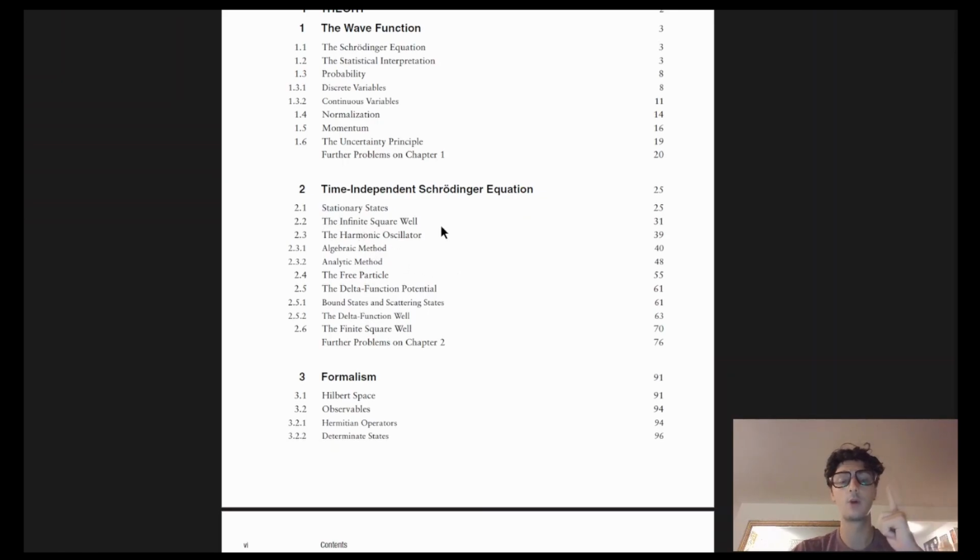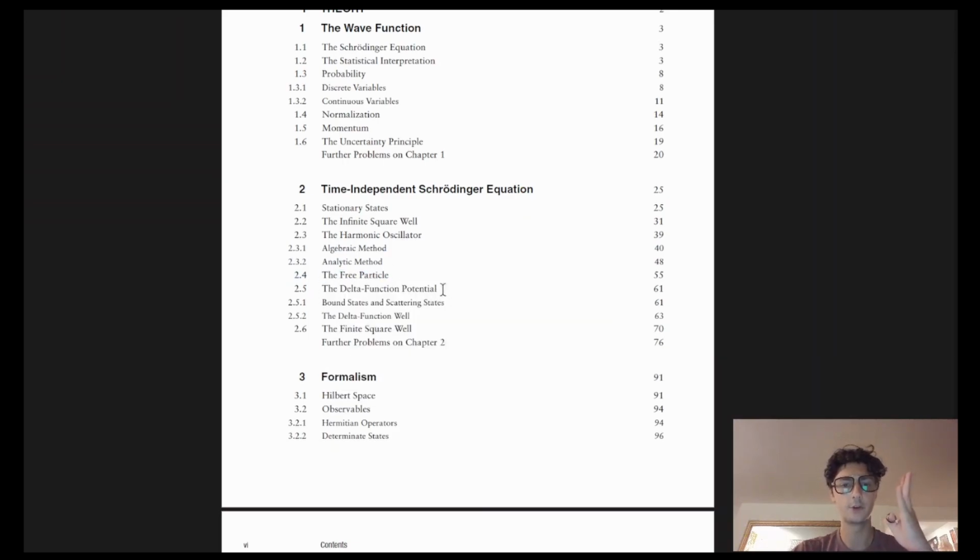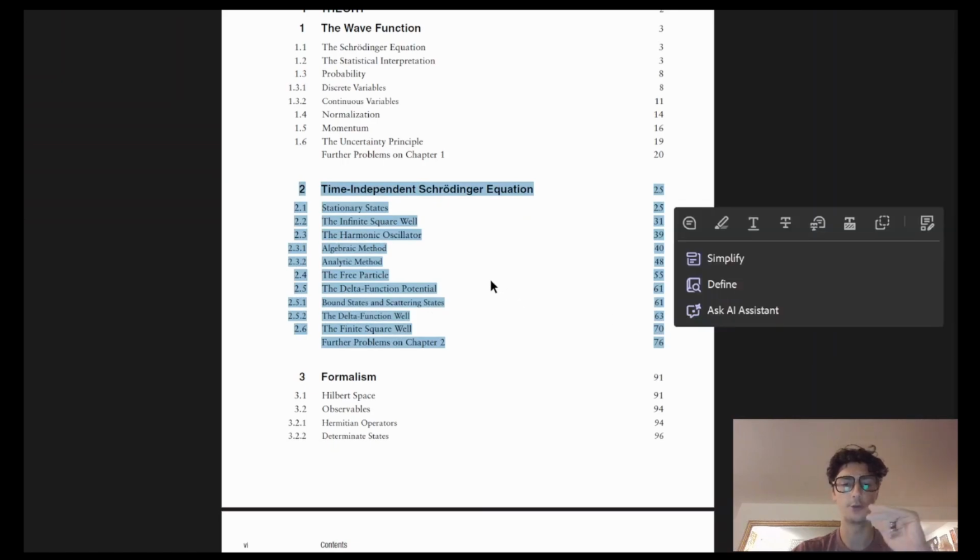So the infinite square well is one type of potential that you solve the Schrödinger equation with. The second one is the harmonic oscillator. It's pretty complicated, so they give you two methods of doing it. The third one is the free particle. Then you do it for the delta function potential, which is very interesting. Then you do it for the finite square well. So you have 5 different potentials that you slam in this chapter, and it's very difficult solving all of these, but you can do it, you get through it.